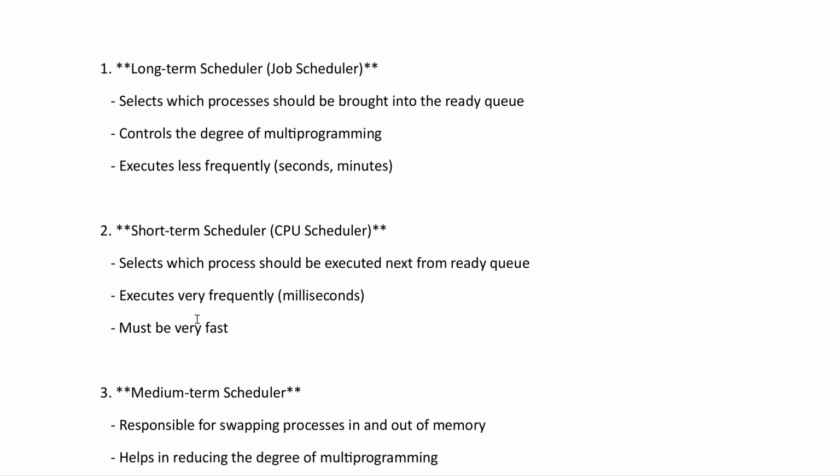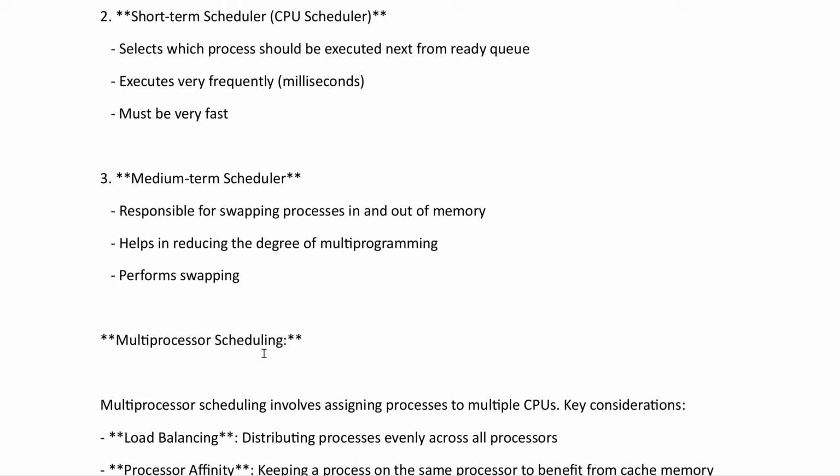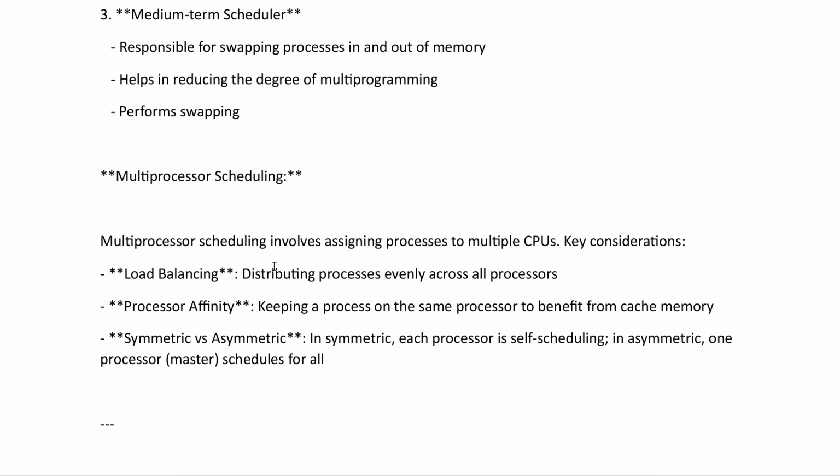Second is the short-term scheduler, also known as the CPU scheduler. It selects which process should be executed next from the ready queue, and it executes very frequently, that is, after a few milliseconds, and it must be very fast. Third is the medium-term scheduler. It is responsible for swapping processes in and out of memory. It helps in reducing the degree of multiprogramming and also performs swapping.